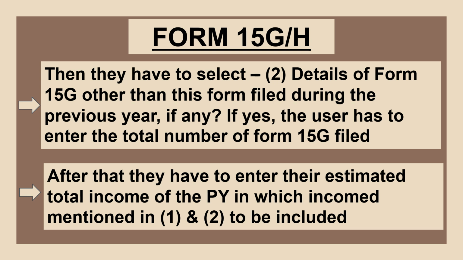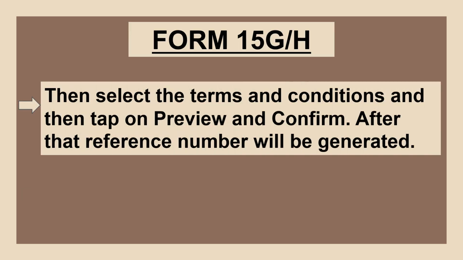After that, they have to enter their estimated total income of the previous year in which the income mentioned in 1 and 2 is included. Form 15G/H. Then select the terms and conditions and then tap on preview and confirm. After that, a reference number will be generated.